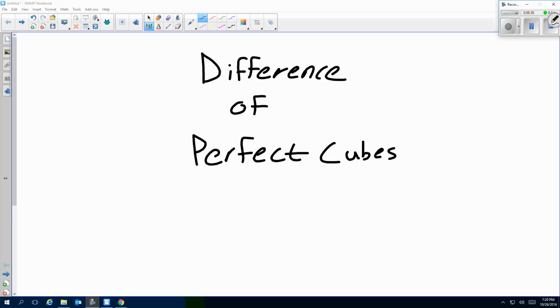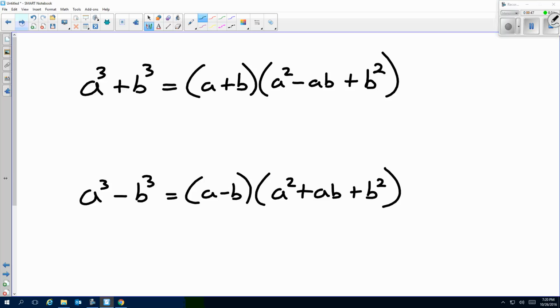So, oh well. Let's talk about the difference of perfect cubes. Now, the difference of perfect cubes is very similar to the difference of perfect squares, except that now we have formulas we have to follow. And oh man, I know this looks super scary. Not really feeling it. But I can break this formula down and show some characteristics of it.